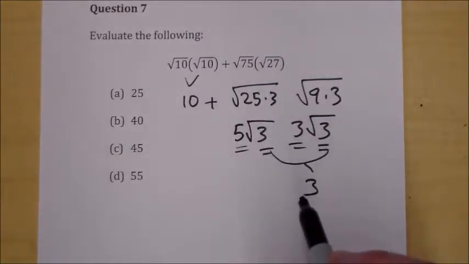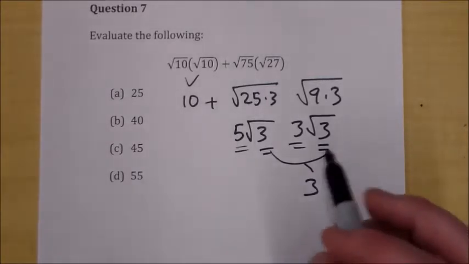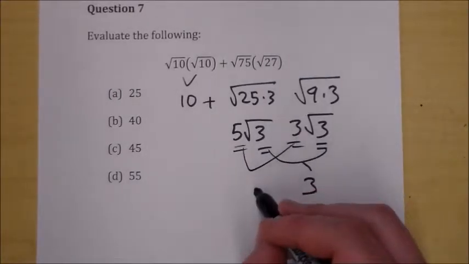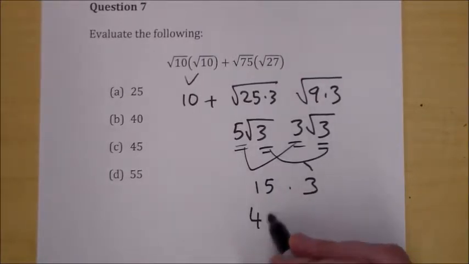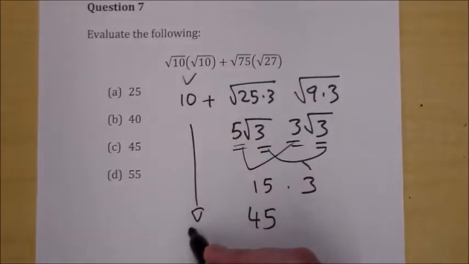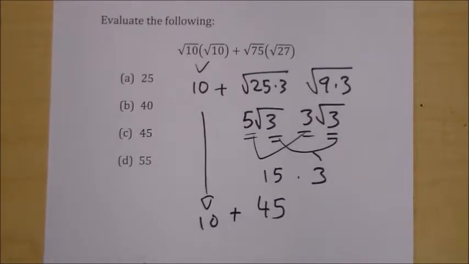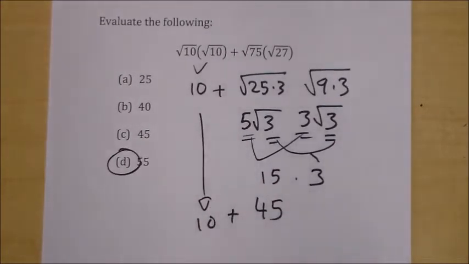It doesn't matter that they're not next to each other because of the commutative property of multiplication. You can multiply numbers in different orders. 5 times 3 is 15. 15 times 3 is 45. Bring that 10 down here. We have 10 plus 45, and we have our answer.